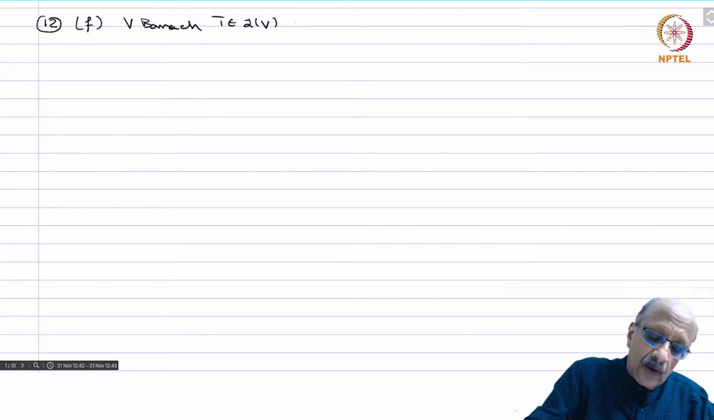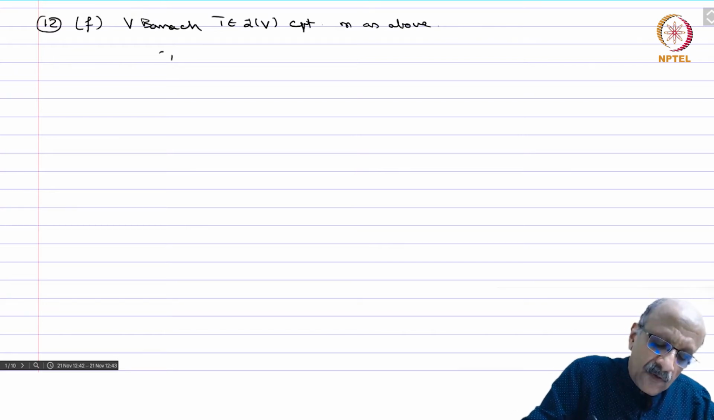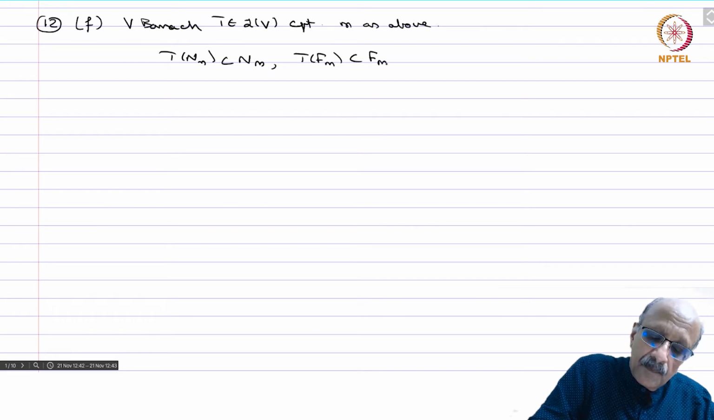We continue the same exercise. We are in exercise, I think, 12. So we did up to E. So now F. V Banach, T in L(V), compact, M as above. Then T of N_M is in N_M and T of F_M is in F_M.